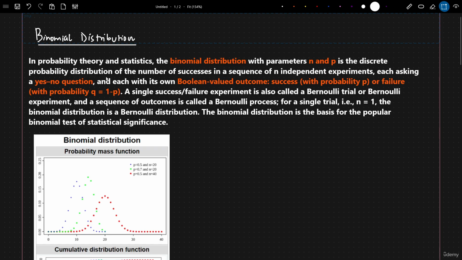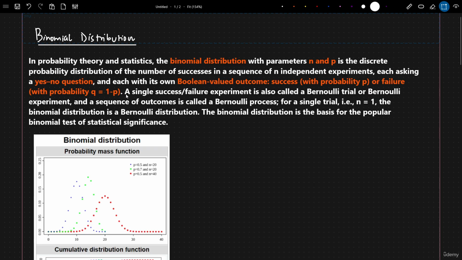It's a discrete probability distribution of the number of successes in a sequence of n independent experiments, each asking a yes or no question. So here you have a sequence of n independent experiments, each asking a yes or no question, and each with its own Boolean valued outcome, success with a probability p or a failure with a probability q, which is equal to 1 minus p.